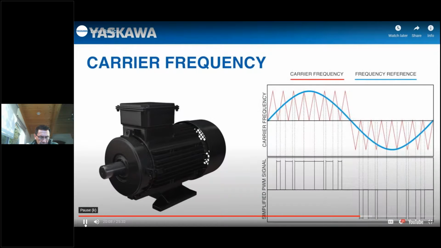Decreasing the carrier will lead to the opposite characteristics. That is, there's more audible noise, but the IGBTs don't have to work as hard. As a result, we have a cooler running drive.